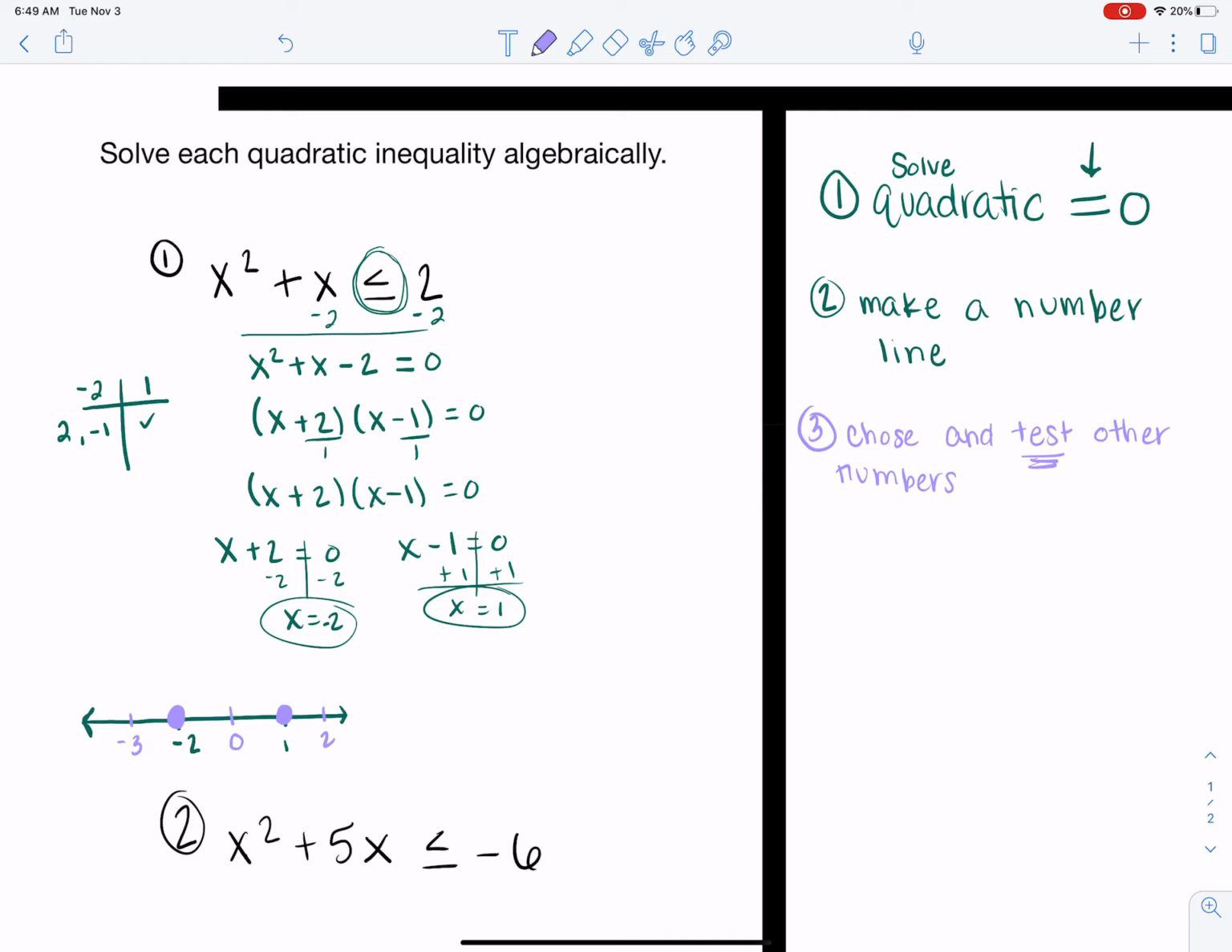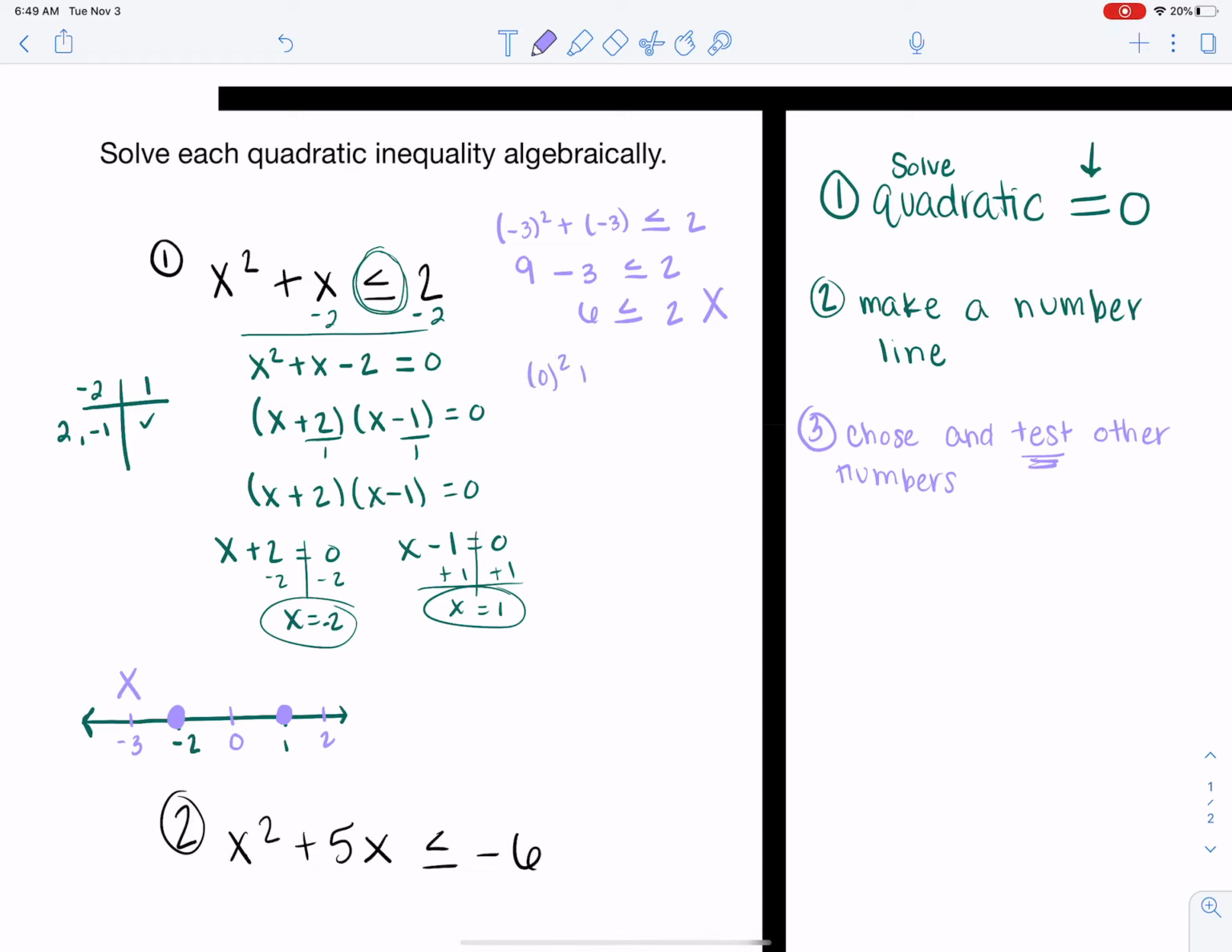So when I test -3, I have -3 squared plus -3 less than or equal to 2. -3 squared is +9, plus -3 is really just -3. 9 minus 3 is 6. 6 is not less than or equal to 2, so I'm not going to shade the number line that direction.